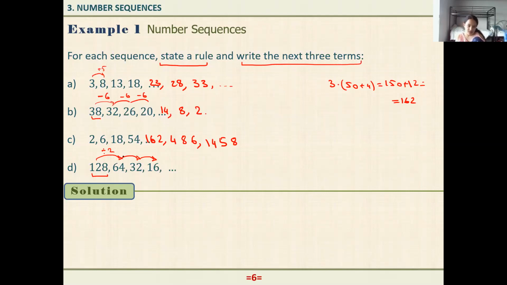128 divided by 2 is 64. 64 divided by 2 is 32. 32 divided by 2 is 16. 16 divided by 2 is 8. 8 divided by 2 is 4. 4 divided by 2 is 2. 2 divided by 2 is 1. And 1 divided by 2 is 1 over 2. If you continue, then we have 1 over 4, 1 over 8, 1 over 16, and so on. Actually, we are asked only to write this, so that is enough.